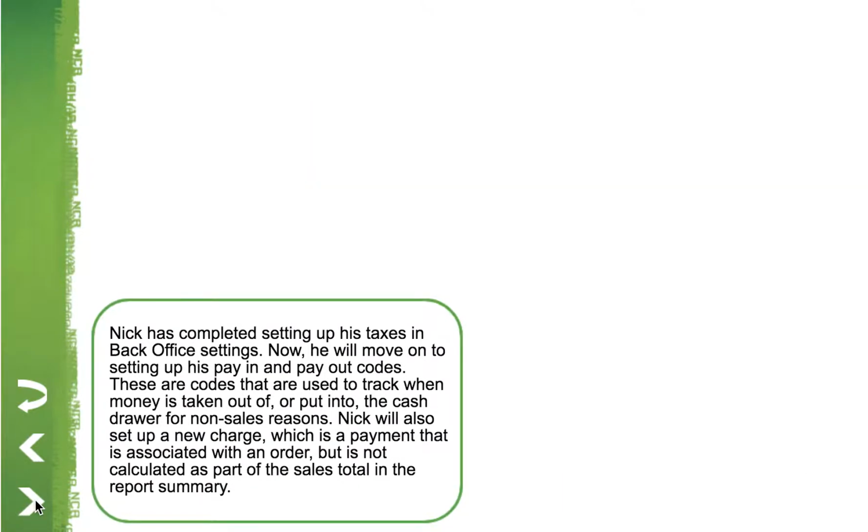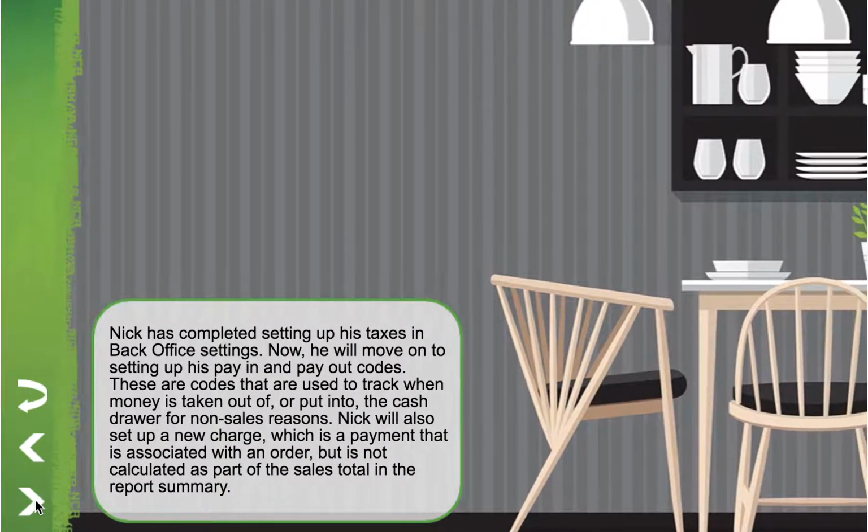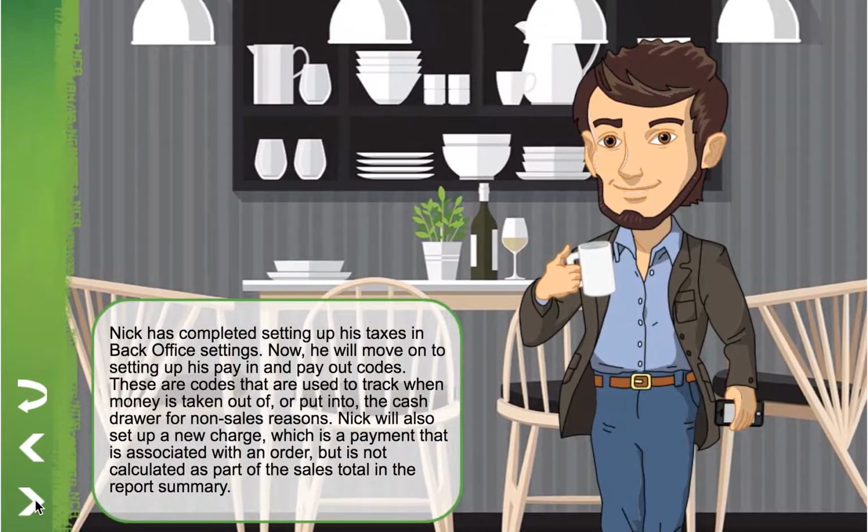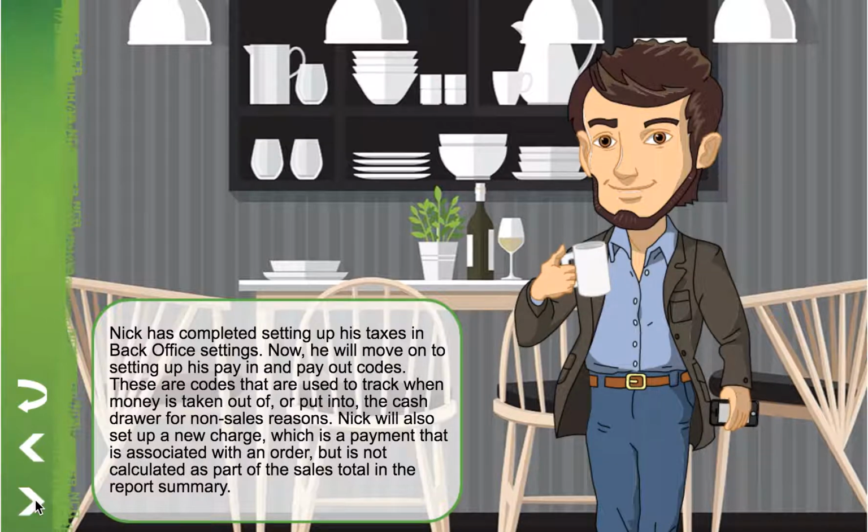Nick has completed setting up his taxes in back office settings. Now he will move on to setting up his pay-in and payout codes. These are codes that are used to track when money is taken out of or put into the cash drawer for non-sales reasons. Nick will also set up a new charge, which is a payment that is associated with an order, but is not calculated as part of the sales total in the report summary.